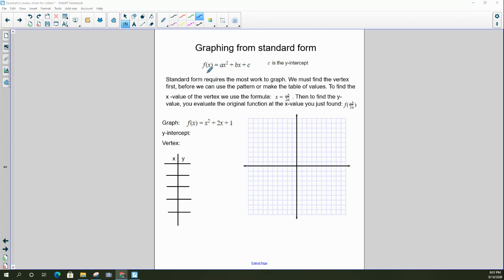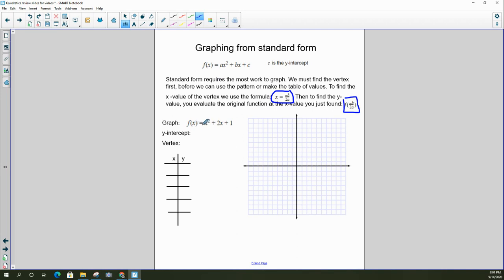So the first thing that we have to do is find the vertex. We're going to find the vertex by using the equation for the axis of symmetry, which is x equals negative b over 2a. Since the axis of symmetry goes through the vertex, that is the x-coordinate of our vertex. Then to find the y-coordinate, you simply plug your answer back into the original equation to get your y-coordinate. So it's a little bit more work than vertex form.